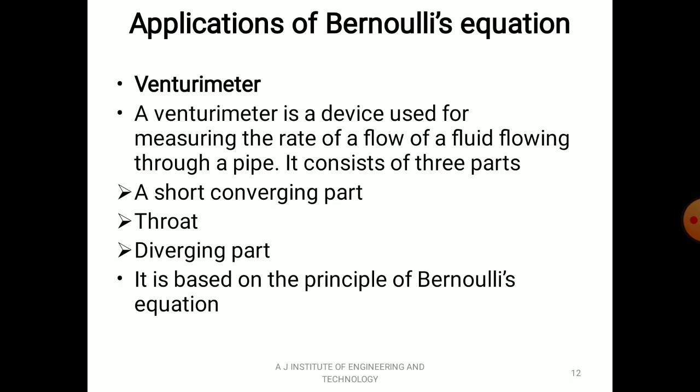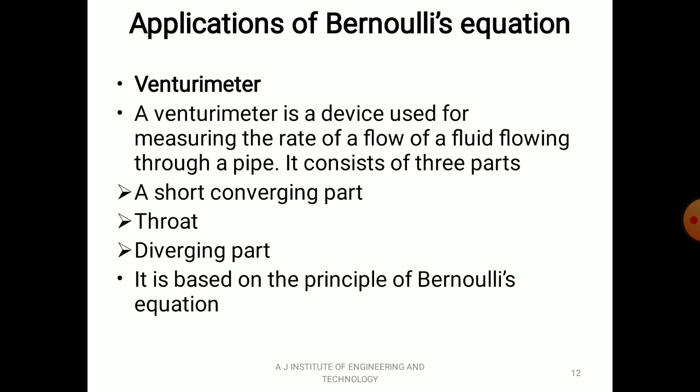Let's go for application of Bernoulli's equation. First you have to know what Bernoulli's equation is. That is P by rho g plus Z plus V square divided by 2g equal to constant, that is, total energy remains constant. Or for two section points, P1 divided by rho g plus Z1 plus V1 square divided by 2g equals P2 divided by rho g plus Z2 plus V2 square divided by 2g. That is for the ideal case. If it is real, then you just add HL to the right hand side.